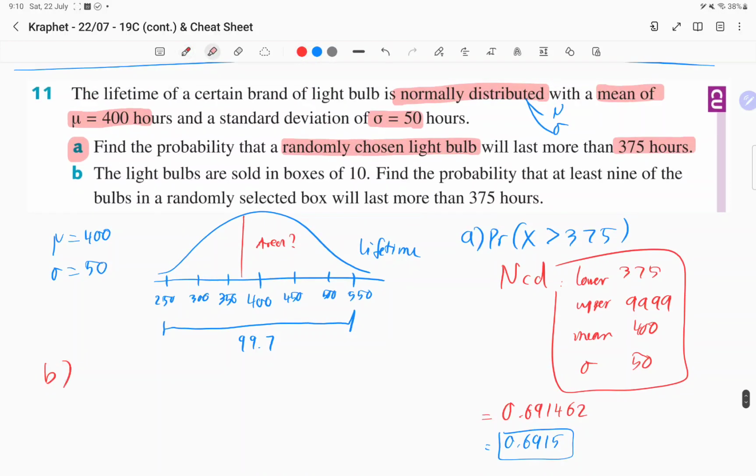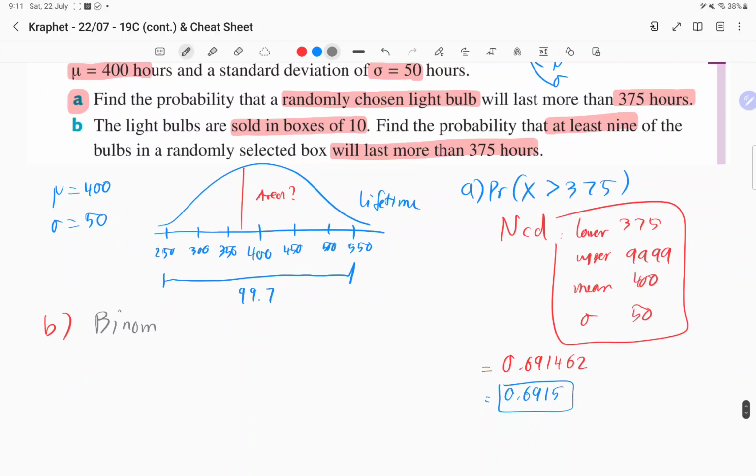Question B. The light bulbs are sold in boxes of 10. Find the probability that at least 9 will last more than 375 hours. How do we do this one? What do you think is the main idea behind this one? It's the binomial one. Good, binomial, in normal distribution. And how do we find this? My class usually writes A tilde binomial, with N and P.